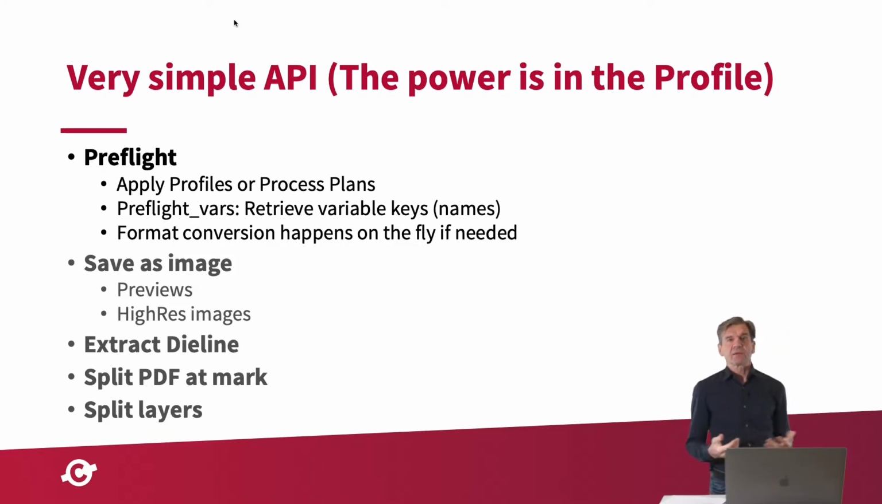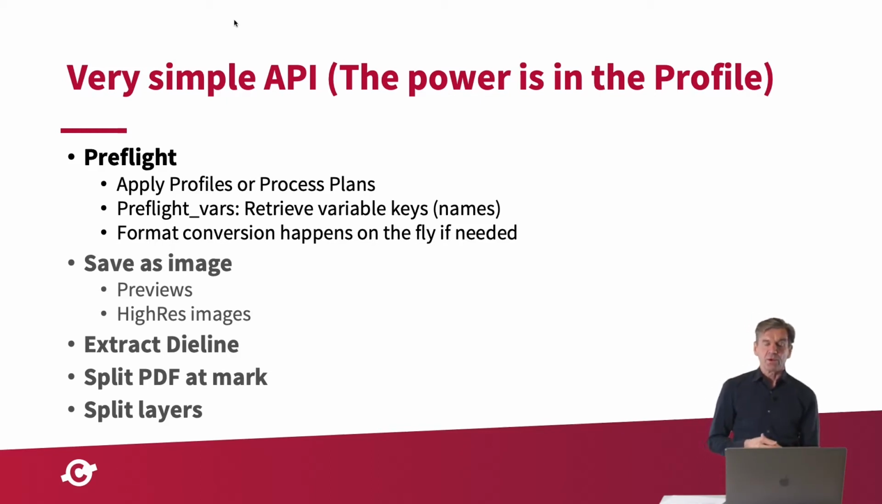We've decided to make the API fairly simple. The main way, the most frequently used way to use pdfToolbox is to apply a profile, a process plan, a KFPX file onto a PDF file. And that is by far the most important API that we have here too: to apply a KFPX profile on a PDF file. And then there is only one helper function here, an endpoint preflight vars that allows you to retrieve variable keys.